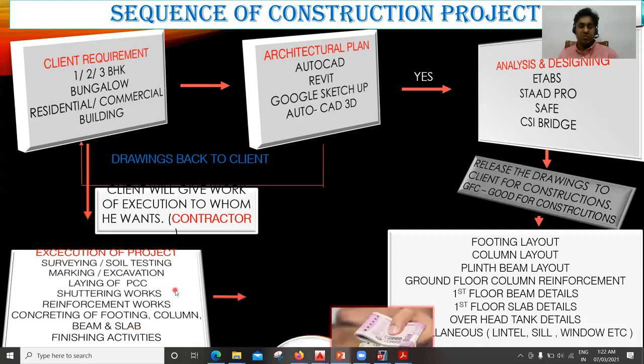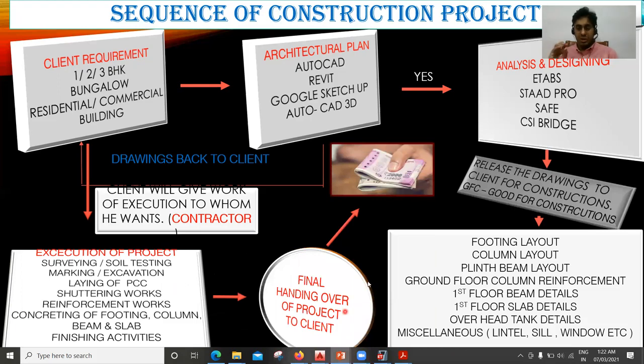And once that is done, he is finally going to hand over that particular project to the client, and then the client is going to make him the payment. Anyhow, this payment is not done at the end of a project. We'll have certain agreements with the contractor, that let us say after 20% of the work, I'll be releasing the money to you. Or let us say if the first floor slab is casted, I'm going to give you money. In that way you'll be having a mutual agreement with the contractor. So in this way the entire project sequence is going to happen.